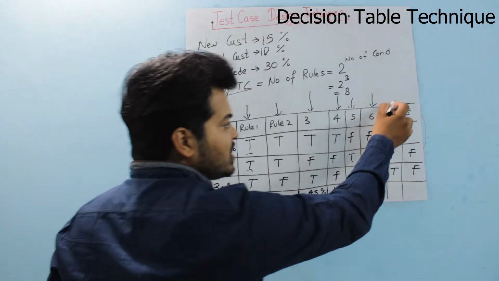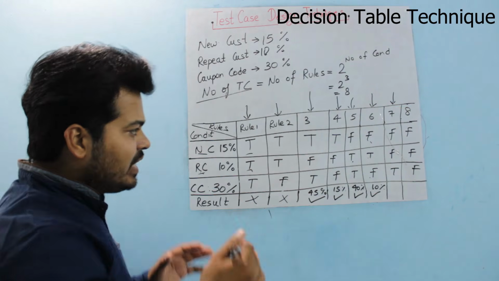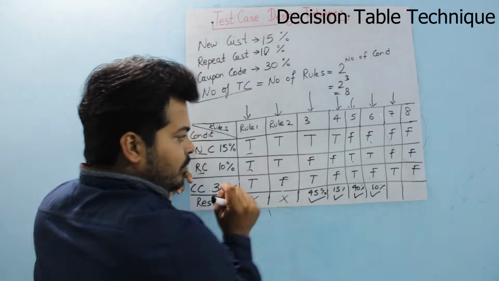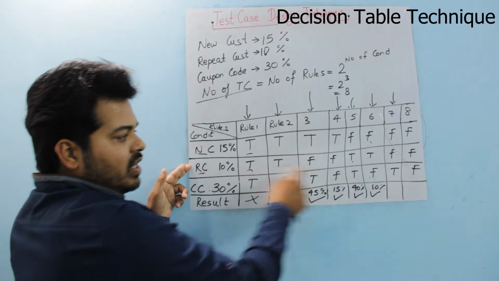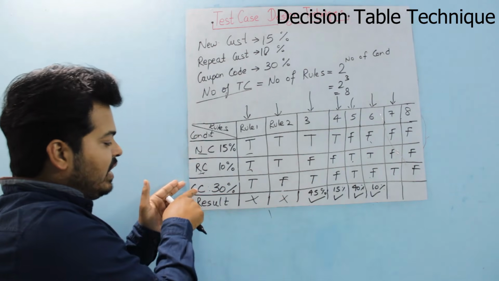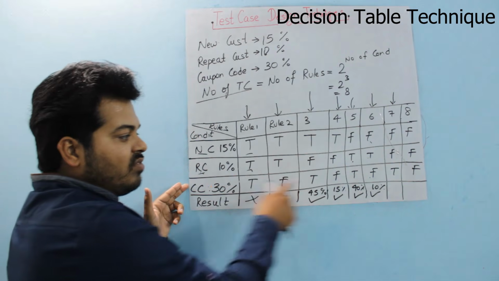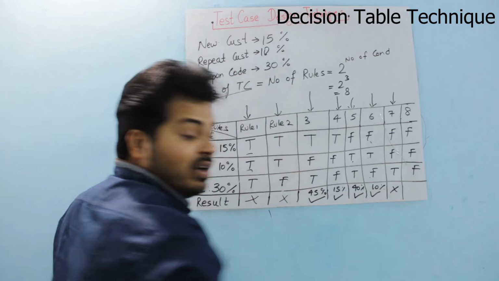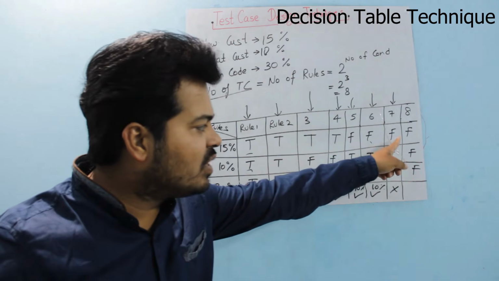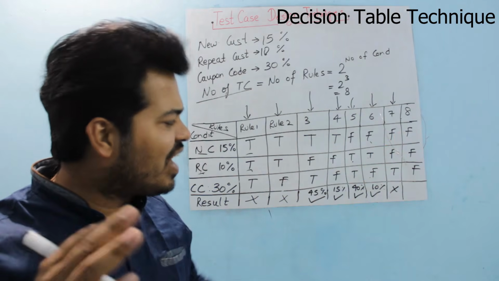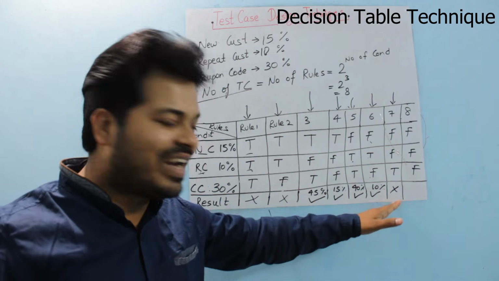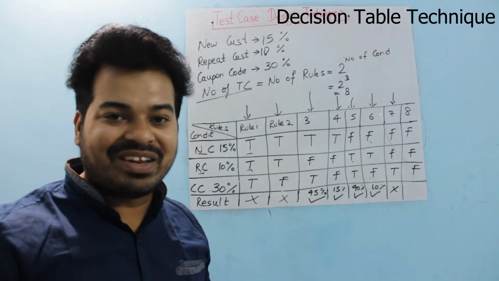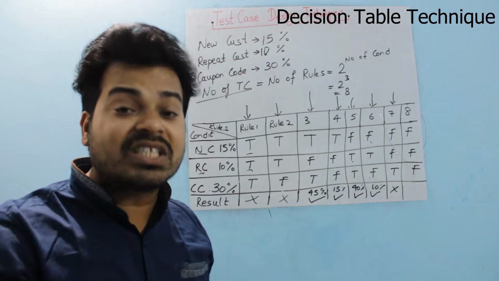Now let's talk about this seventh test case. In that, he is not a new customer, he is not an old customer, and he will apply the coupon code of 30%. This test case is invalid. Your customer should either be an old one or a new one. He can't be none of them. So it's invalid. You will test it, but it's an invalid test case. It is a negative scenario, which you need to perform and check to see what the output is.